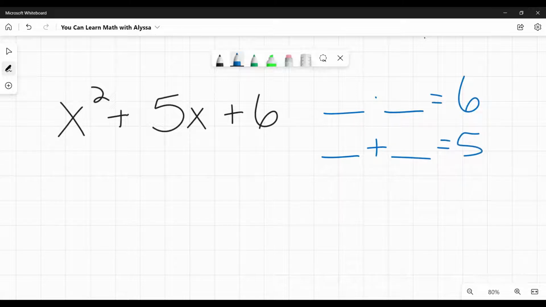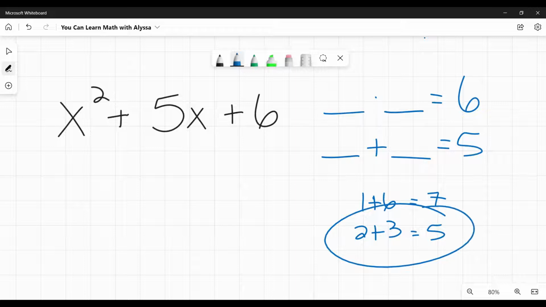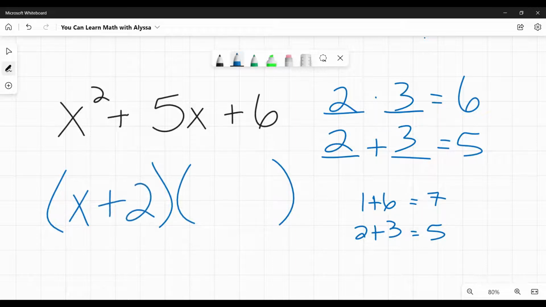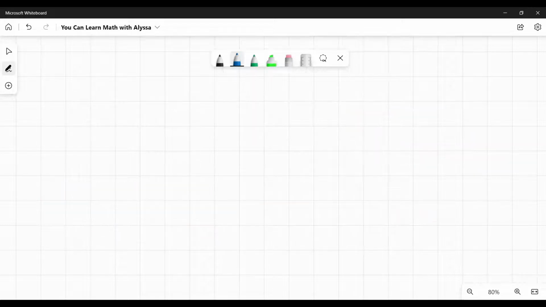The best way to do this is to list the factors of your number here, 6. In this case, it would be 1 times 6 and 2 times 3. If I then were to add those numbers together, I would get 7 and 5. There's my answer, 5. So my numbers are 2 and 3. Then you would put them into your two binomial pairs, x plus 2 and x plus 3, and you would have factored it.